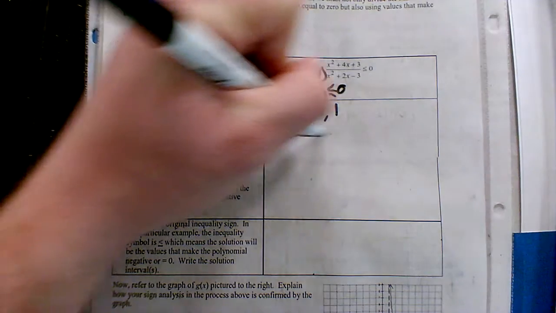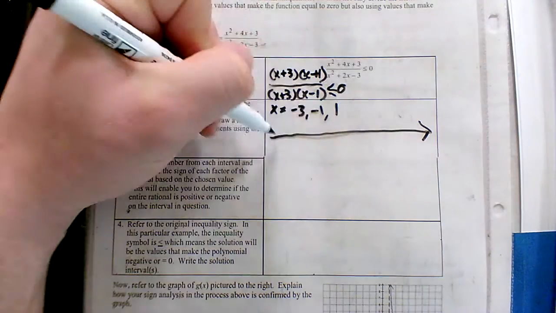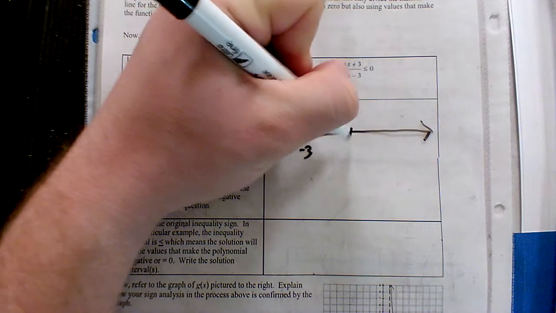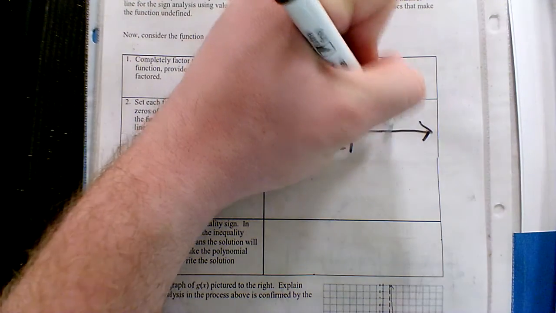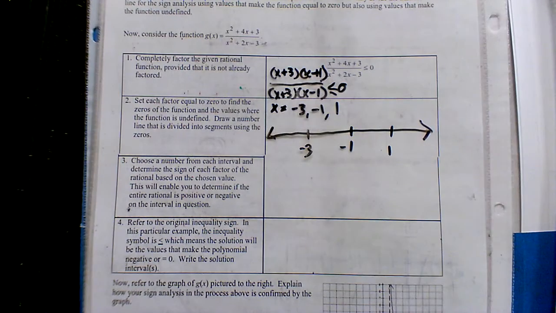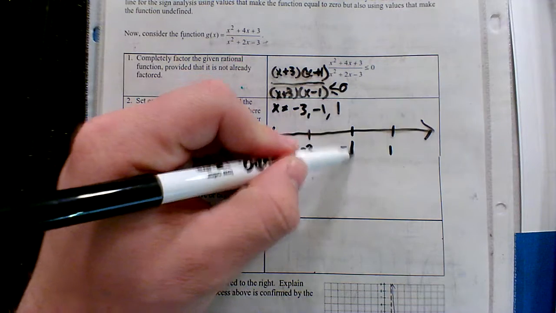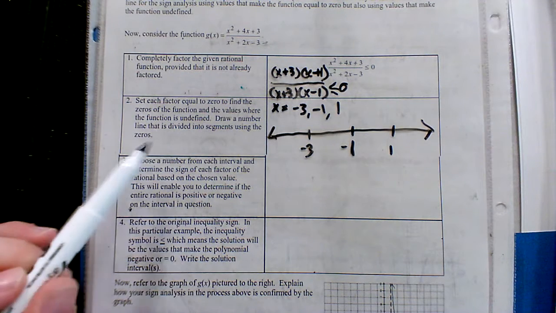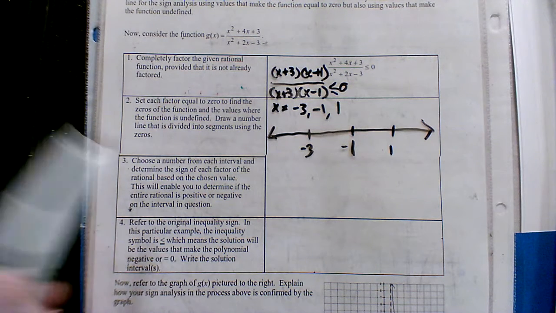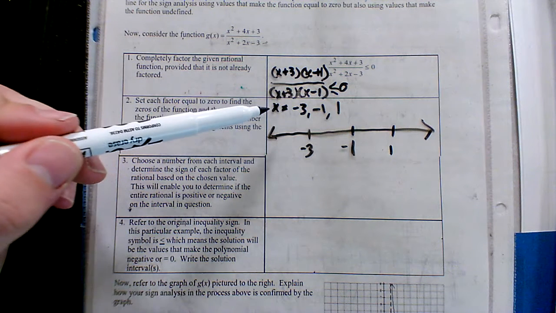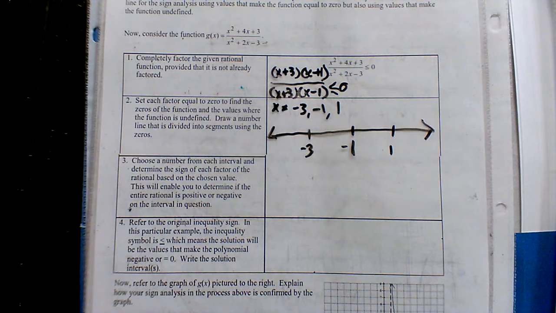Next it wants a number line. So we're going to draw it something like this. We're going to put -3, we'll put -1, and we'll put 1. It doesn't have to be spaced exactly right, but so you get the general idea of where the numbers are. Okay, so it said to draw a number line that is divided into segments using the zeros. So that's part 2. Part 2 is done. We found the zeros or where it's undefined, and we drew the number line.